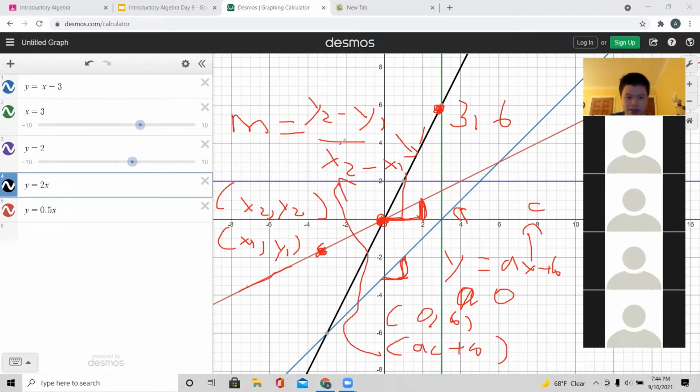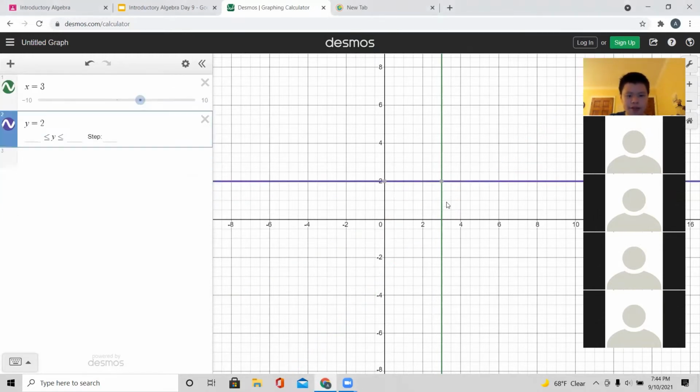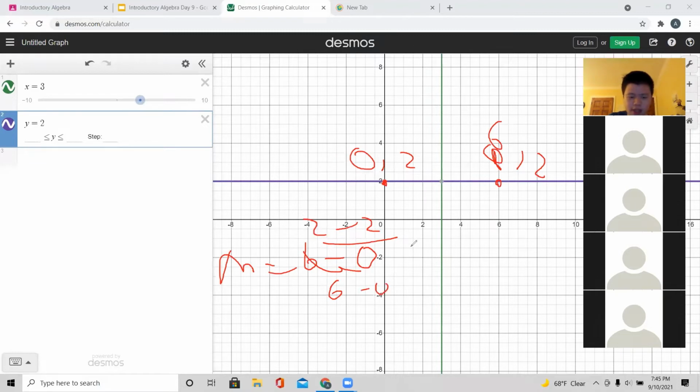Now I drew 2 lines here that are special in a way. This purple line and the green line. So let's take these 2 points on here: 0, 2 and 6, 2. So using the slope equation, m equals (2 minus 2) over (6 minus 0), which is 0. So its slope is 0.